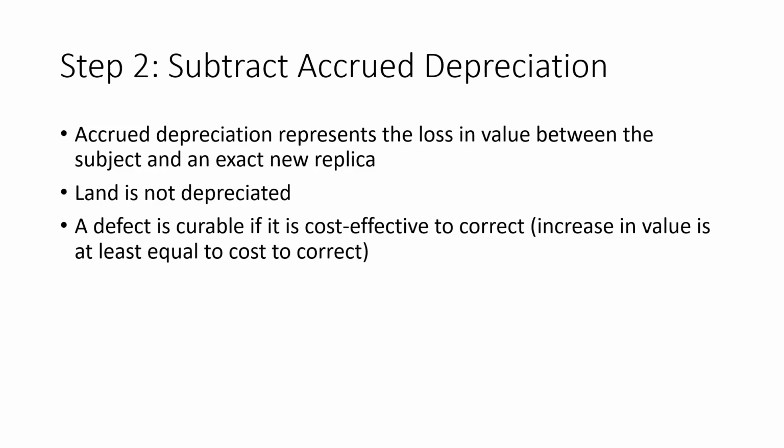And we regard a defect as curable if it is cost effective to correct it, meaning the increase in value is at least equal to the cost to correct. So if there is a defect in a building and we want to repair it, as long as it doesn't add less value to the building than we actually spend on it, then it is curable.